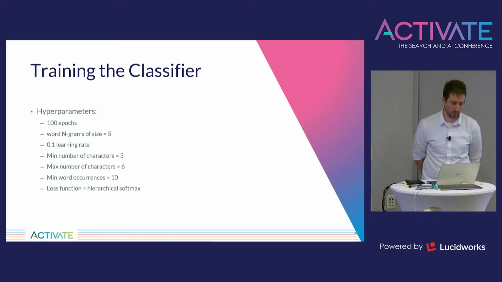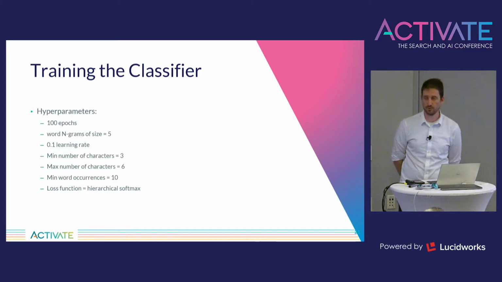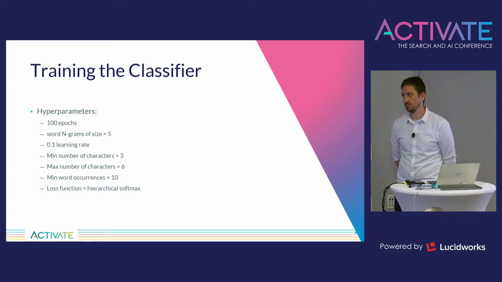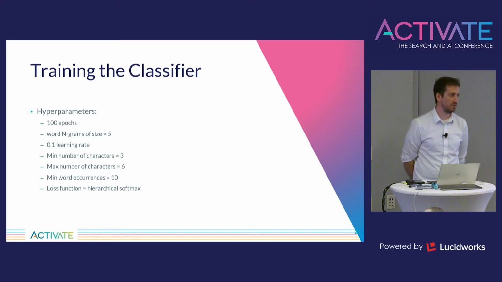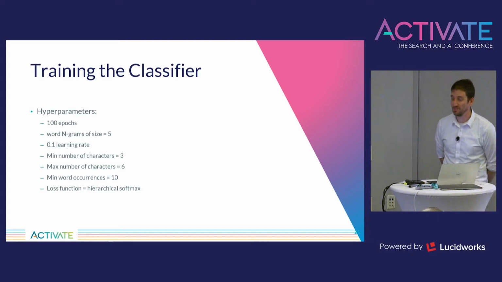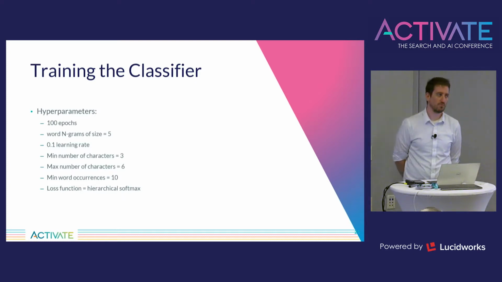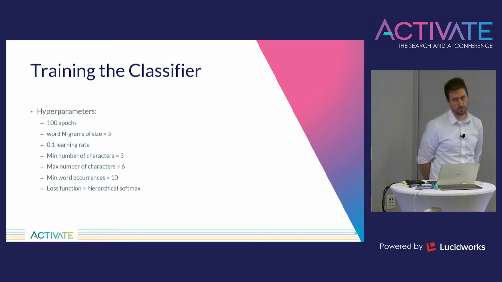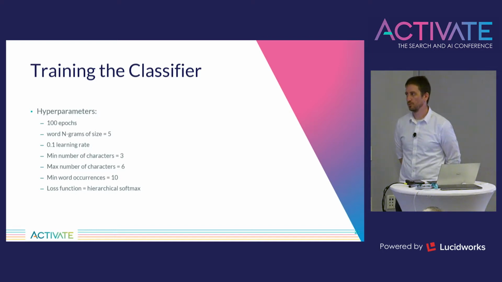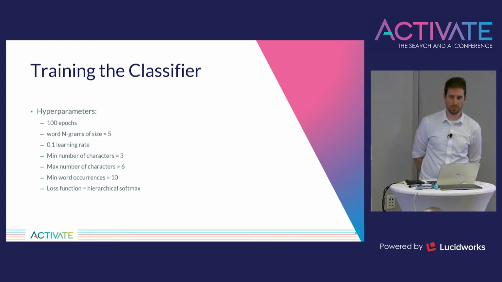Learning rate of 0.1. The minimum number of characters is 3, and the maximum number of characters is 6, which is how many n-gram characters you consider at one time. A word has to occur at least 10 times in the text to be considered. If not, it's thrown out. This helps find words that are more important than others while filtering out some of the noise. The loss function used was hierarchical softmax.